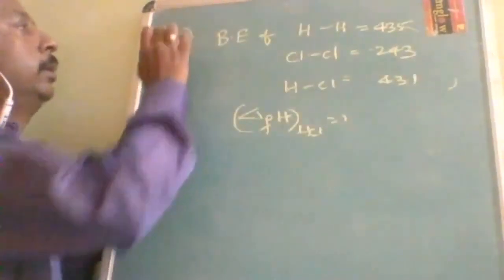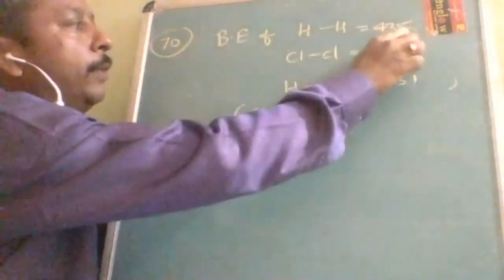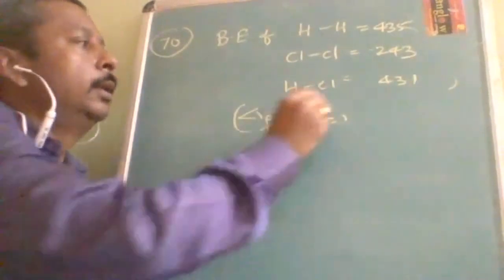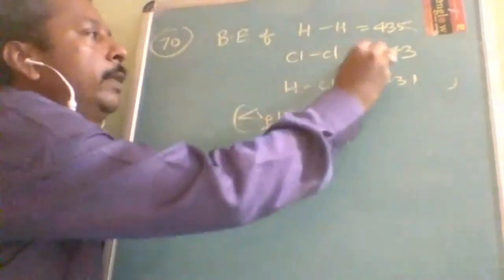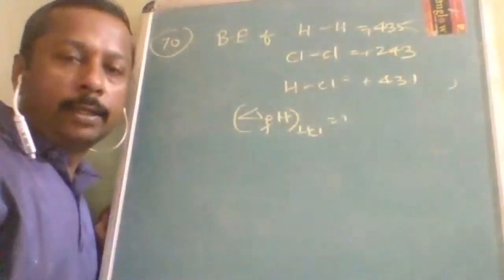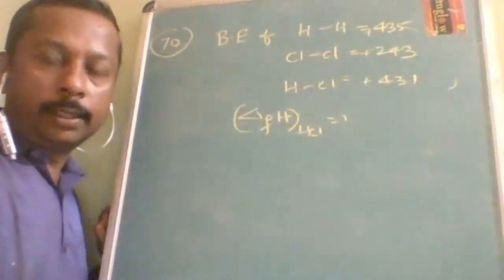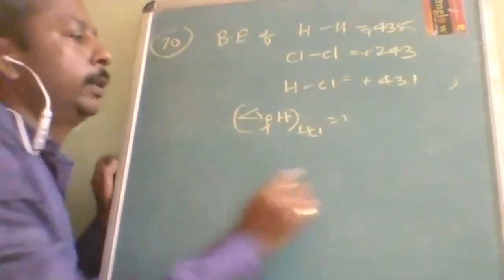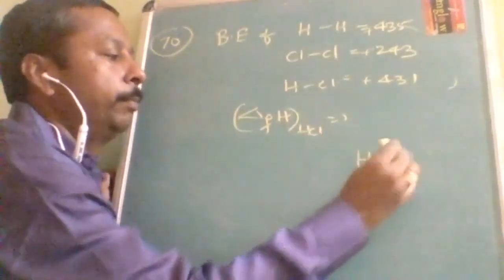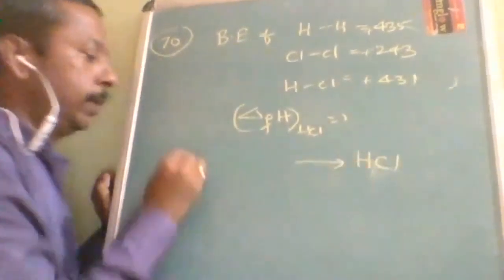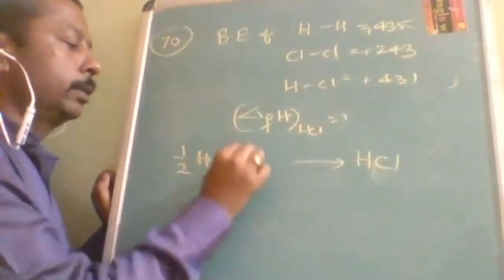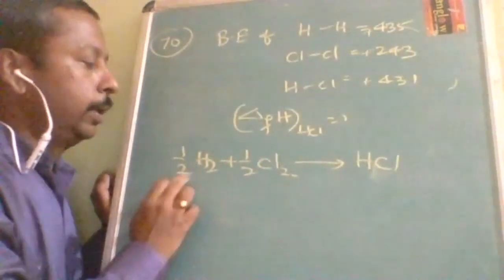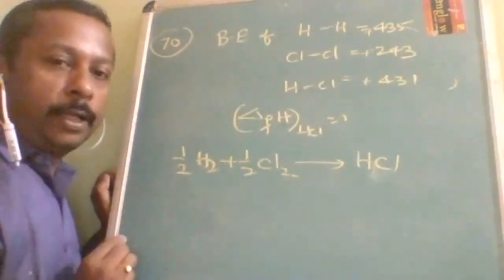Okay, now in this question, bond enthalpy of hydrogen is given, chlorine is given, HCl is given. Once bond enthalpies are there, see, always they will be plus. That means it is given in terms of the energy required. Energy required, therefore it is plus. And for enthalpy of formation, the very important thing is only 1 mole. For this, what you have to do? Half H2 plus half Cl2. In half H2 and half Cl2, half bond energy only is required.